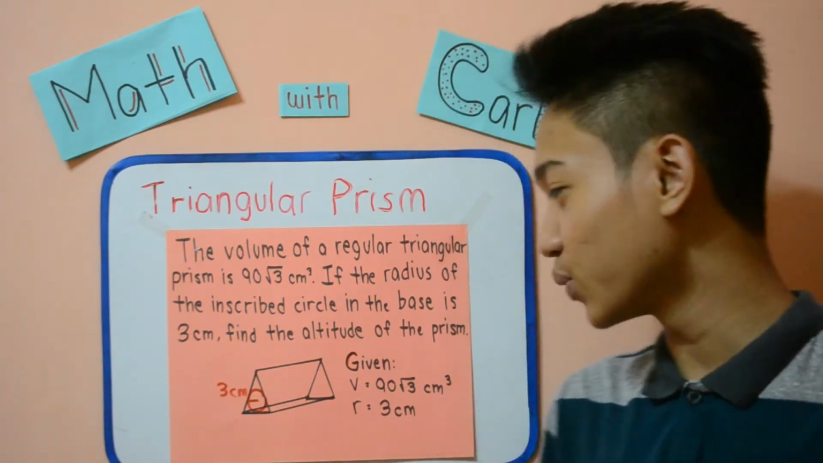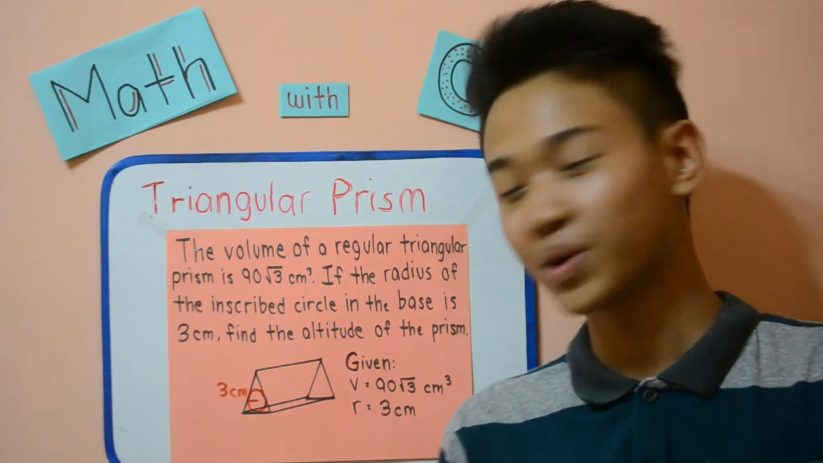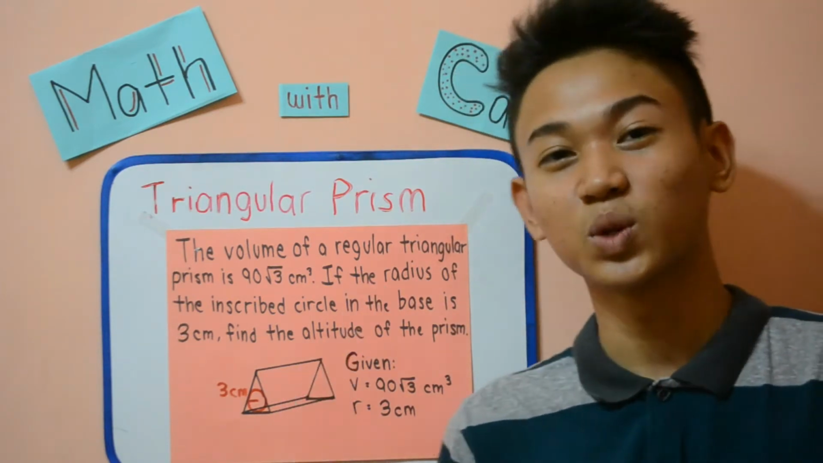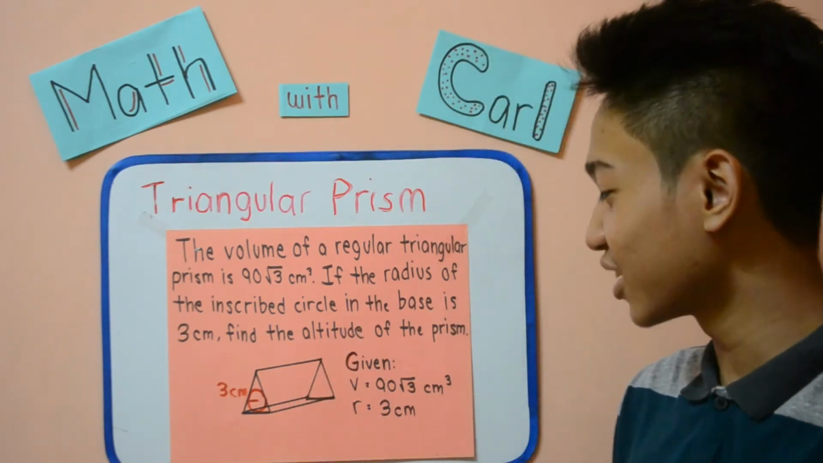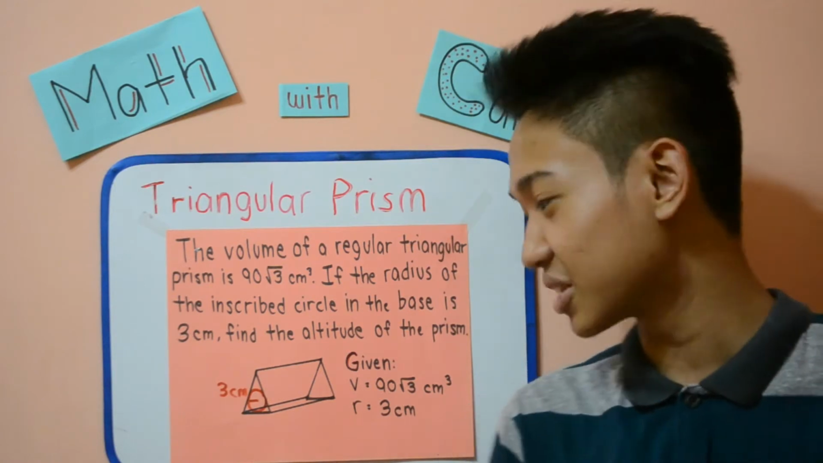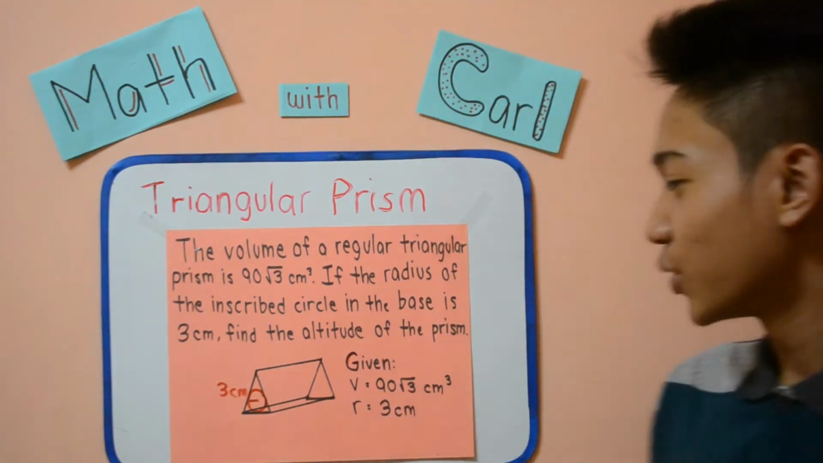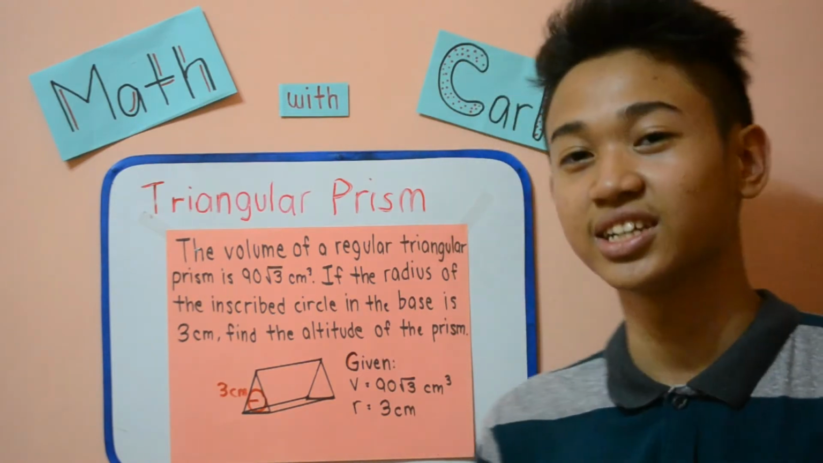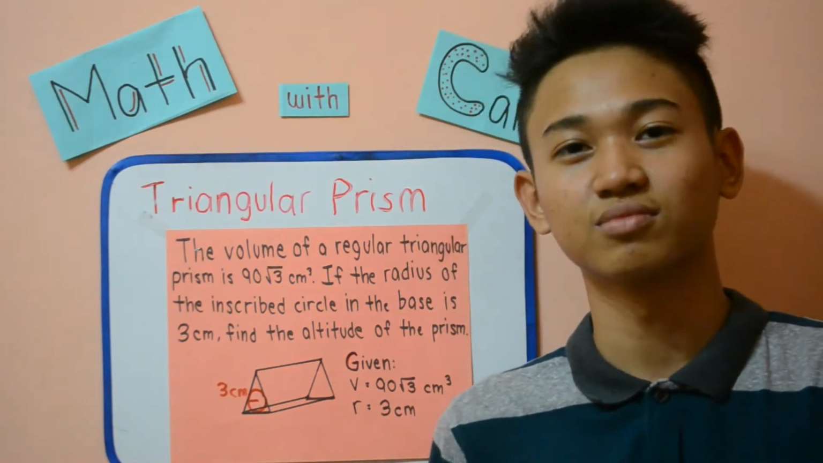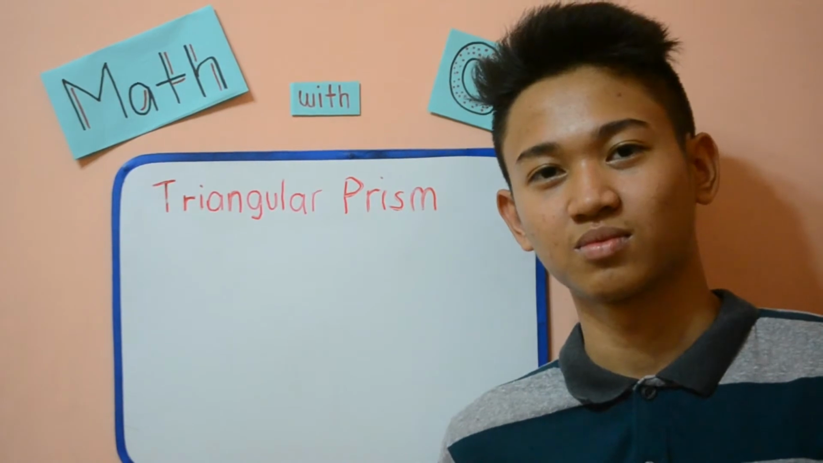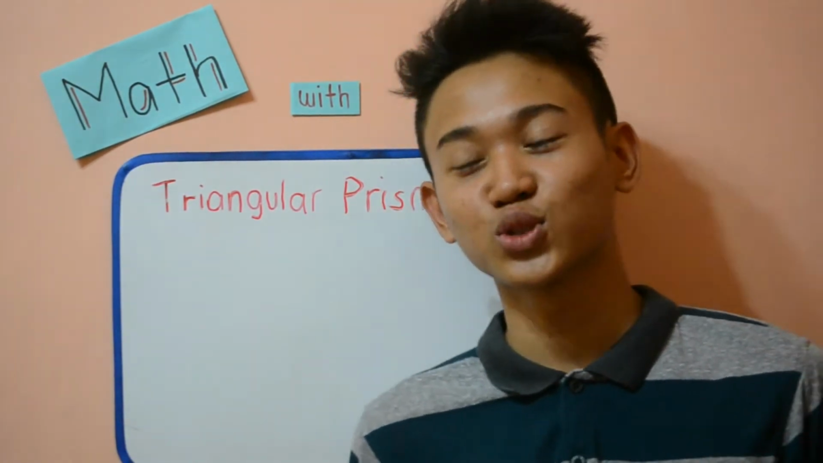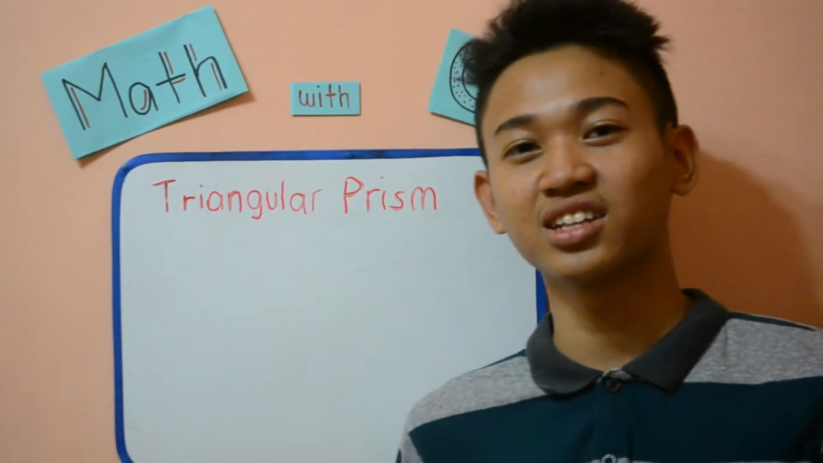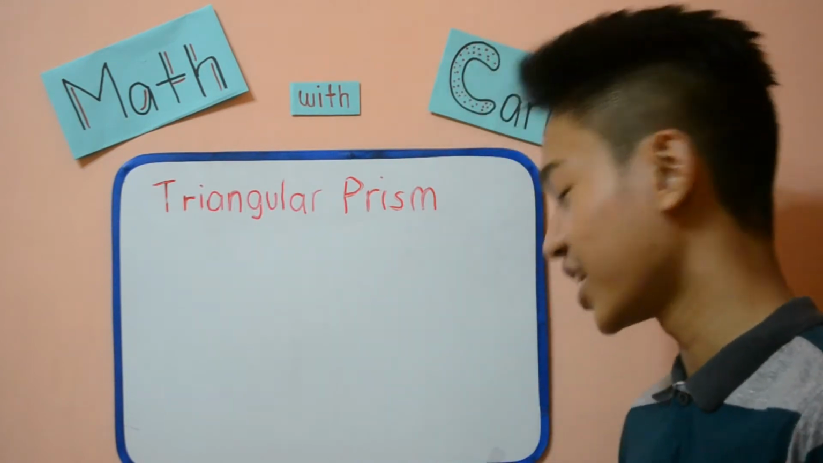Based on the given, we already have two things we don't need to look for, which is V, the volume of the triangular prism, which is 90 square root of 3 cubic centimeters, and R, the radius of the inscribed circle in the triangle, which is 3 centimeters. To solve the problem, what we're looking for is H, or the altitude of the triangular prism.